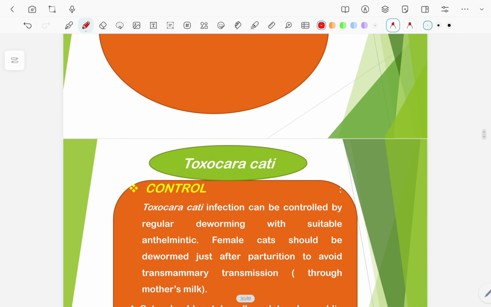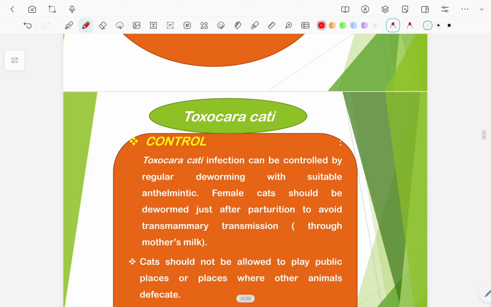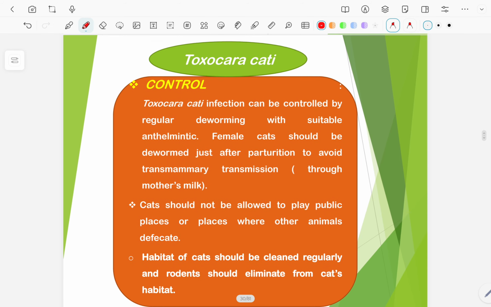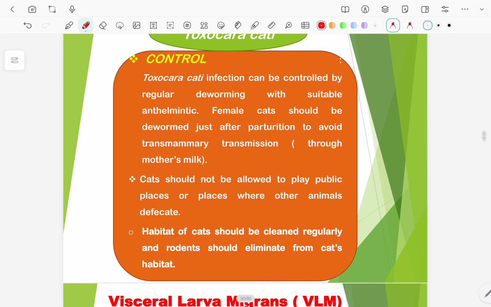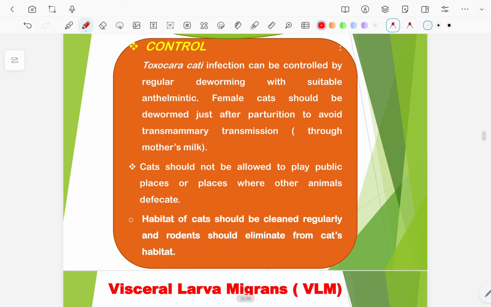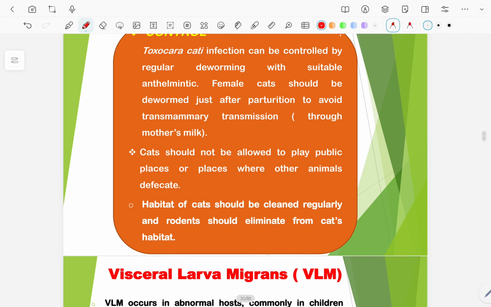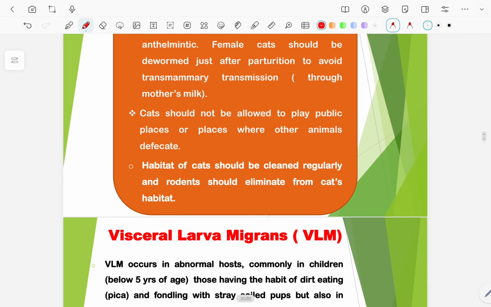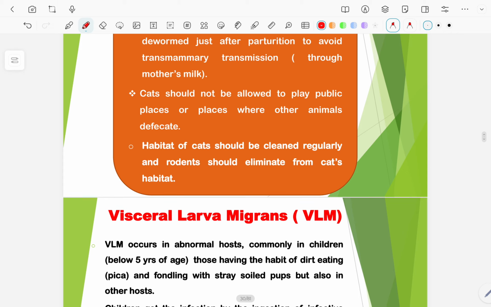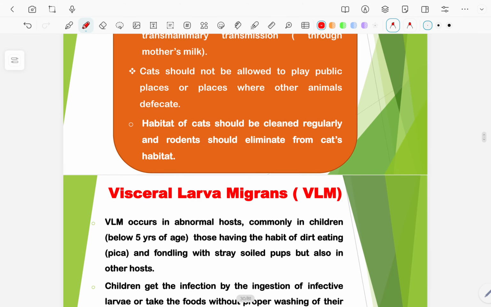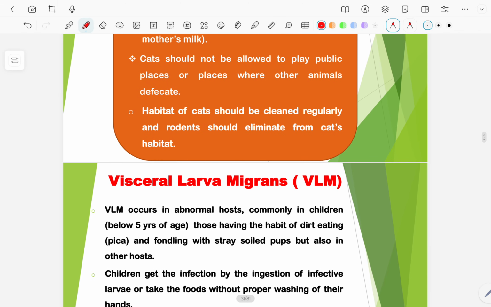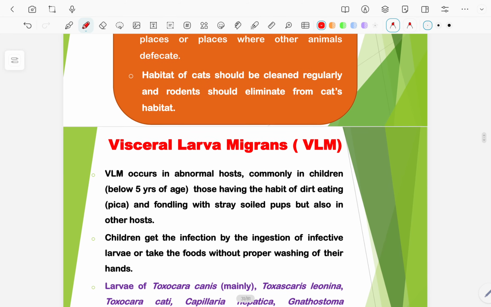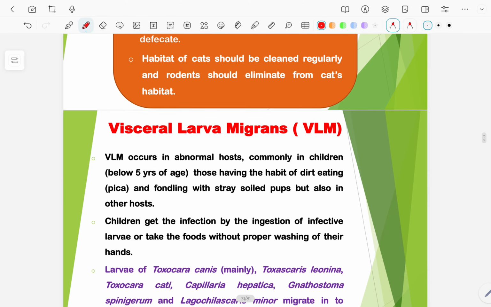Toxocara control. Toxocara infection can be controlled by regular deworming with suitable anthelmintic. Female cat should be dewormed just after parturition to avoid transmammary transmission through mother's milk. Cats should not be allowed to play in public places or places where other animals defecate. Habitat of cats should be cleaned regularly and rodents should be eliminated from the cat's habitat.